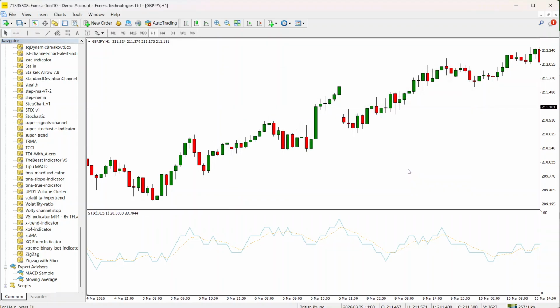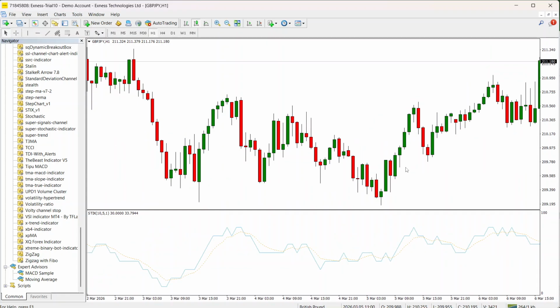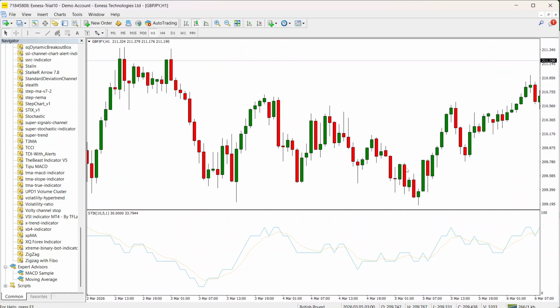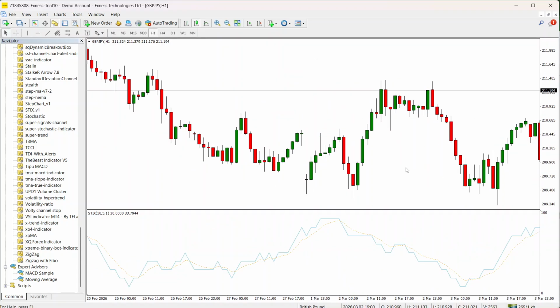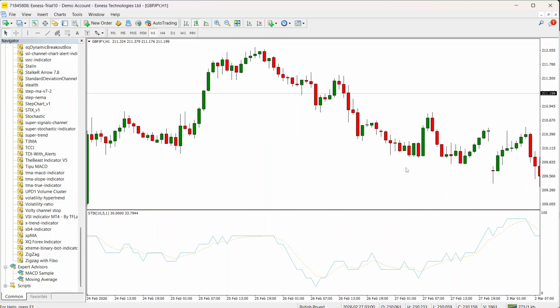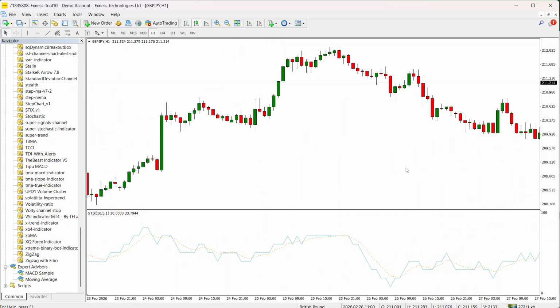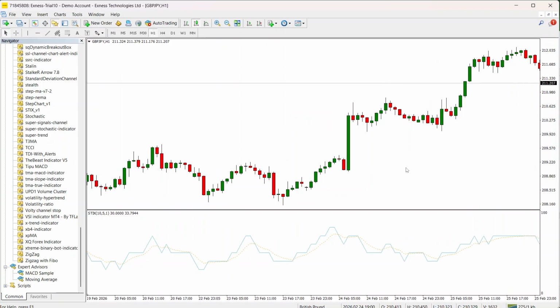Now, who is it for? This Stix indicator is suited to traders who want a dedicated momentum and trend strength tool to complement other indicators and price action analysis. It's an analytical tool only, as a derived measure of past prices, and it can lag at turning points and generate false or late signals, especially in very volatile or range bound markets.